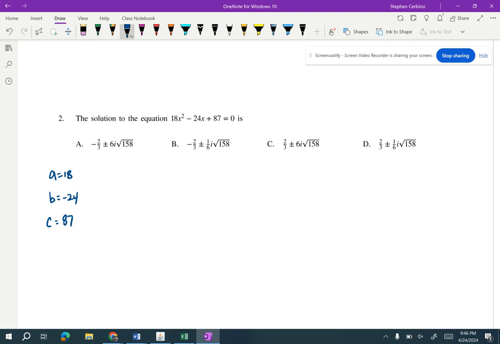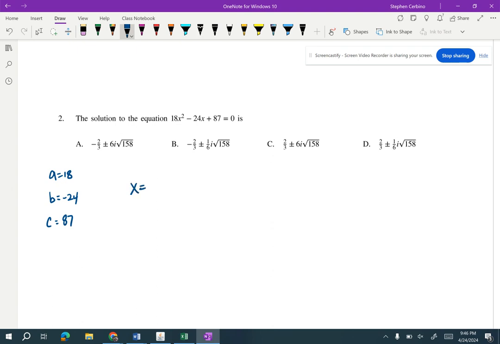Again, I would probably graph this first to see, but if you look at your choices, they all have i in it. So the graph's really not going to help me too much, because all of them are going to have the imaginary unit in there. Therefore, this graph is not going to touch the x-axis. So we could just jump right to the quadratic formula.